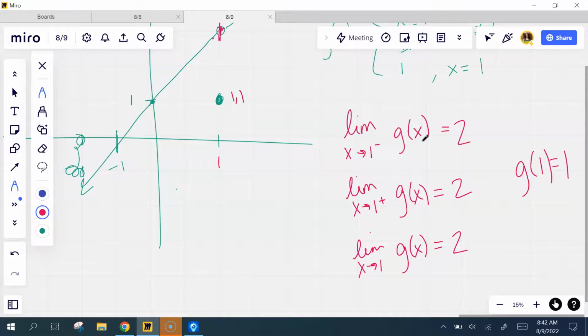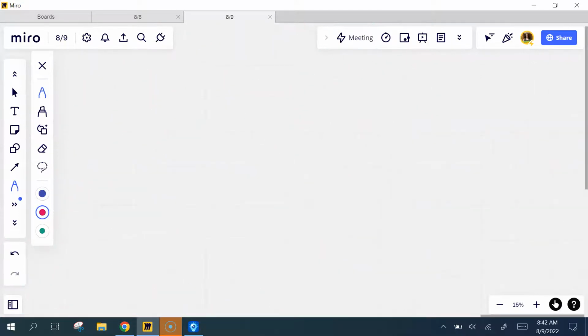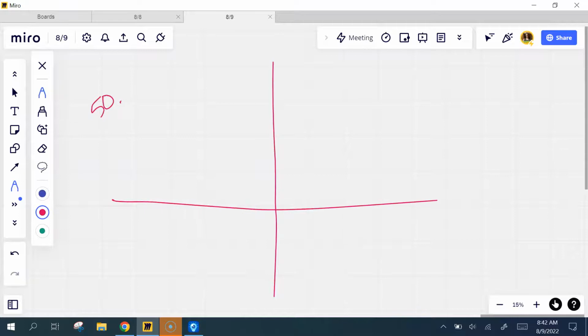Let's do another one. I'm going to pull this one from your homework. This is number 50 on your homework. You don't even have to have the equation on these. Okay, this is 2 and this is a hole. 1, 2, 1, 2, 3.